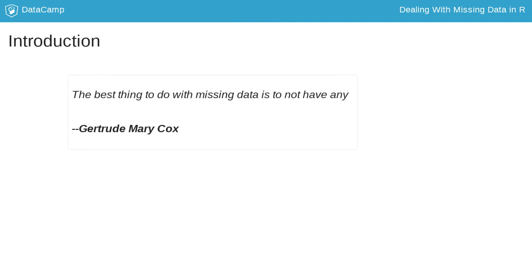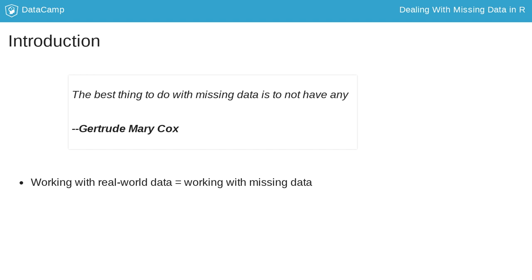Statistician Gertrude Mary Cox once said, "The best thing to do with missing data is not to have any." True as that is, it is not the world that we live in. Working with real-world data means working with missing data. To be a great analyst, you need to know how to work and deal with missing values.